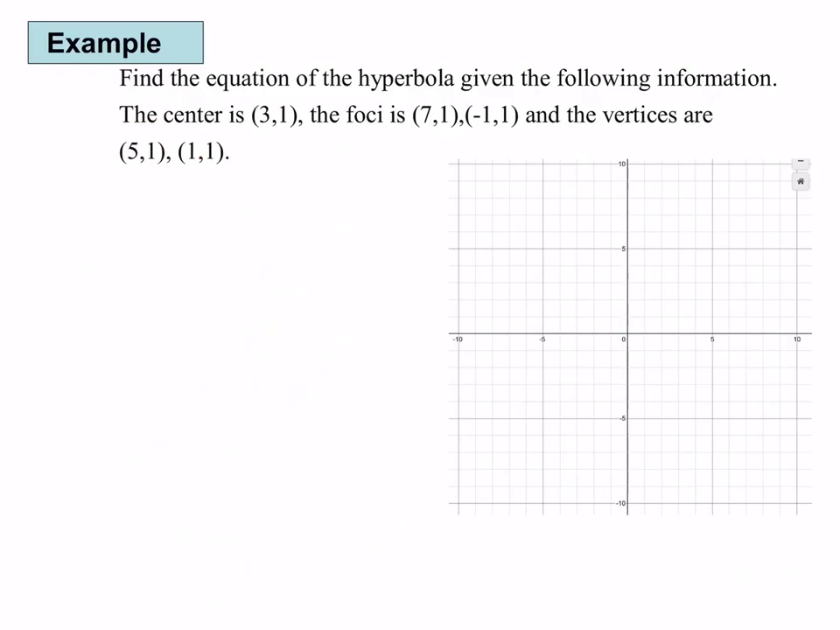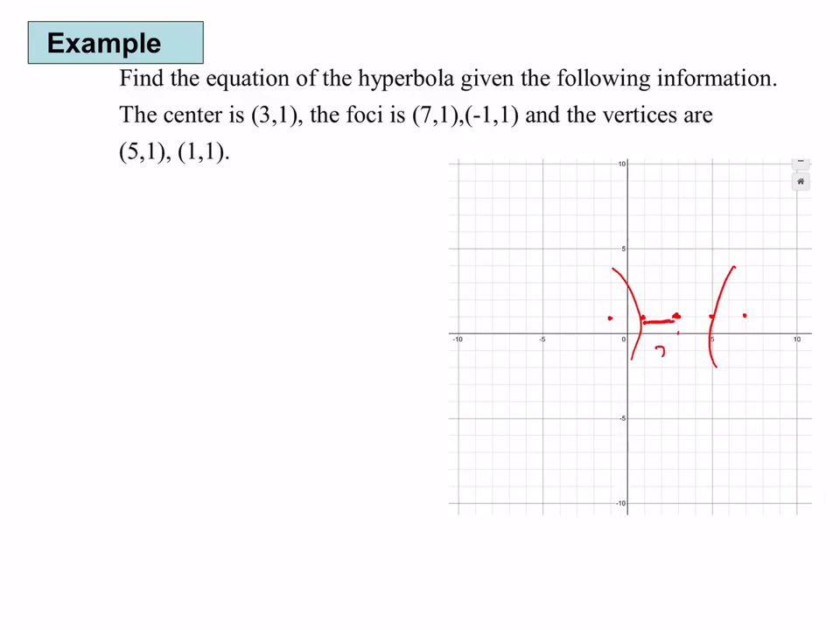So what's a hyperbola? It's centered at (3, 1). It has foci at (7, 1) and (-1, 1), and vertices at (5, 1) and (1, 1). I like to draw them out because it helps me to see. I know it's going like this, so it's horizontal. The x's have to be first.